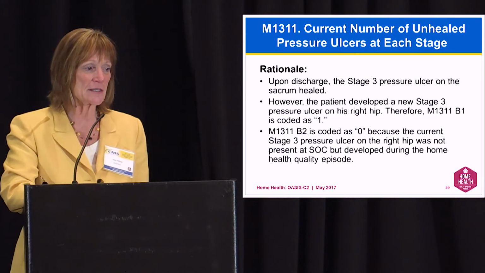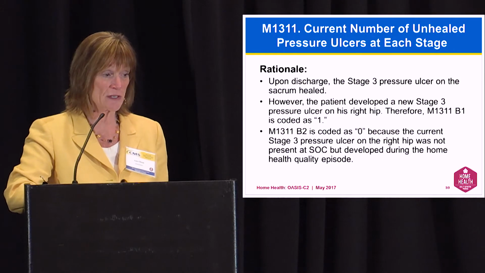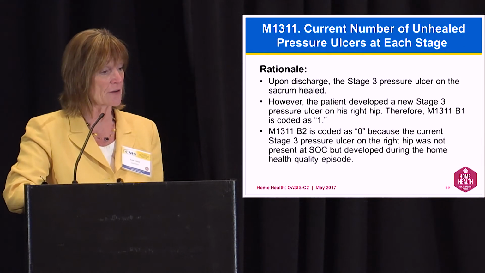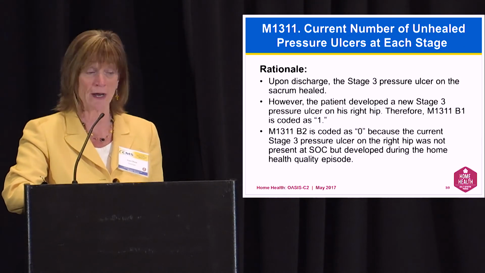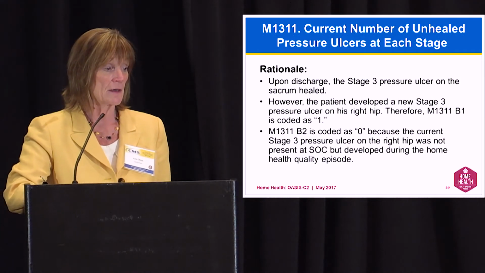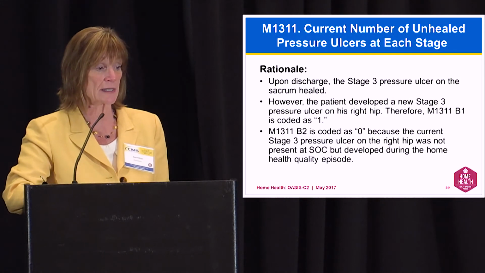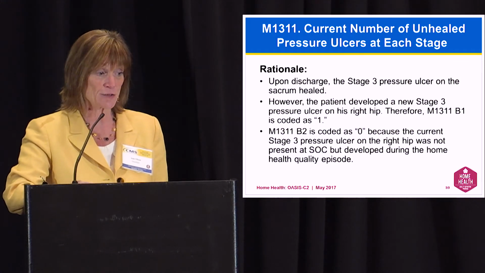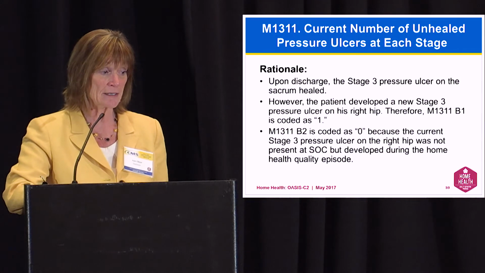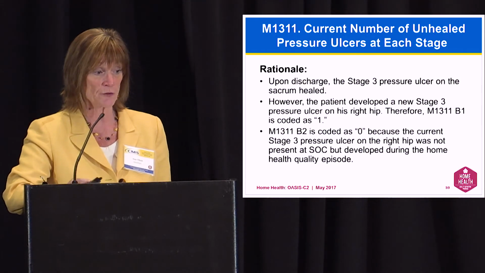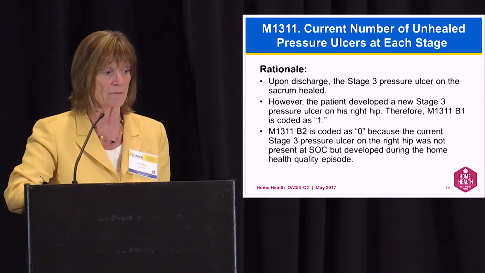And the rationale for this, upon discharge, the stage 3 pressure ulcer was healed on Mr. B's sacrum, but the patient had developed a new stage 3 pressure ulcer on his right hip, and therefore M1311B1 was coded as 1. M1311B2 is coded as 0, because the current stage 3 pressure ulcer on the right hip was not present at the start of care, but developed during the home health quality episode. So that's why it was 1 for 1311B1, but 0 for 1311B2.